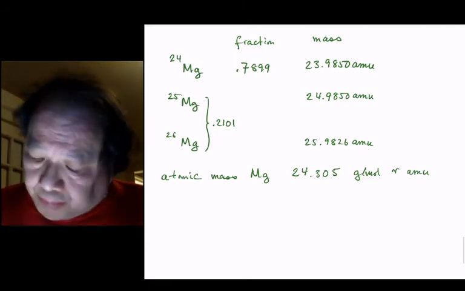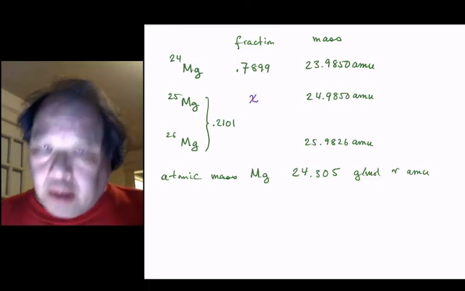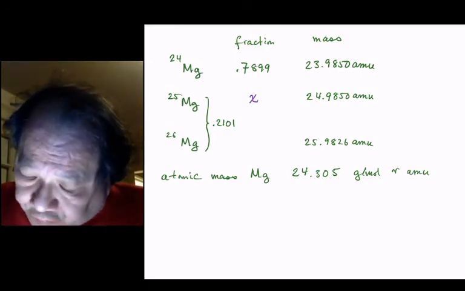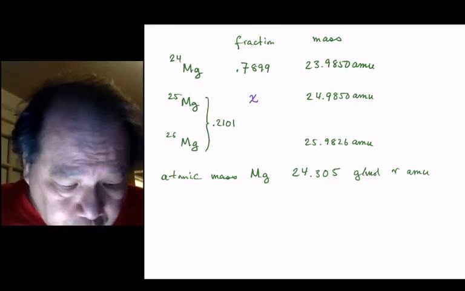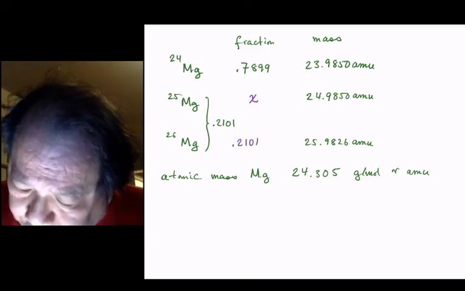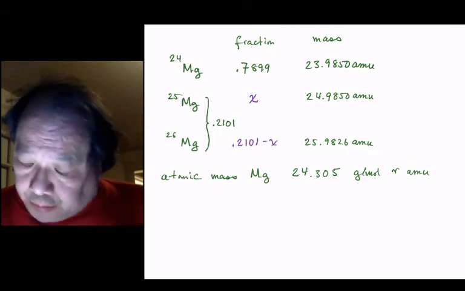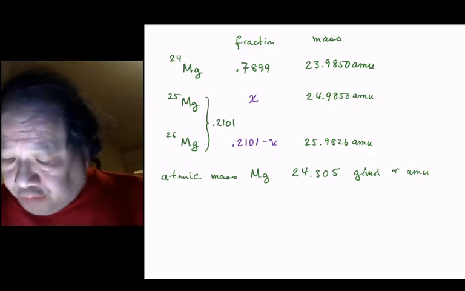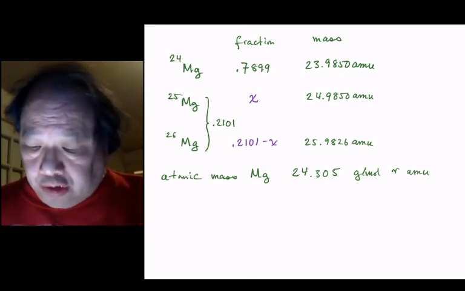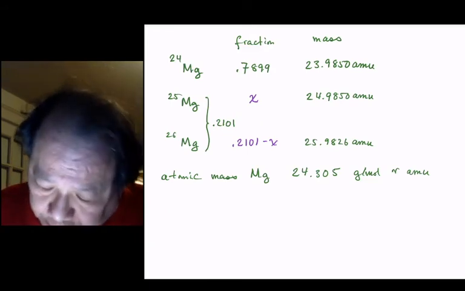So let's just call this, we'll solve this problem. This is a little algebra problem. I'll call this X. That's the thing we want to determine. And the fractions have to add up to 1. So this will be 0.2101 minus x. So if you add up these three fractions, it adds up to 1. And we can figure out x because the weighted average of the fractions by the masses is the atomic mass.